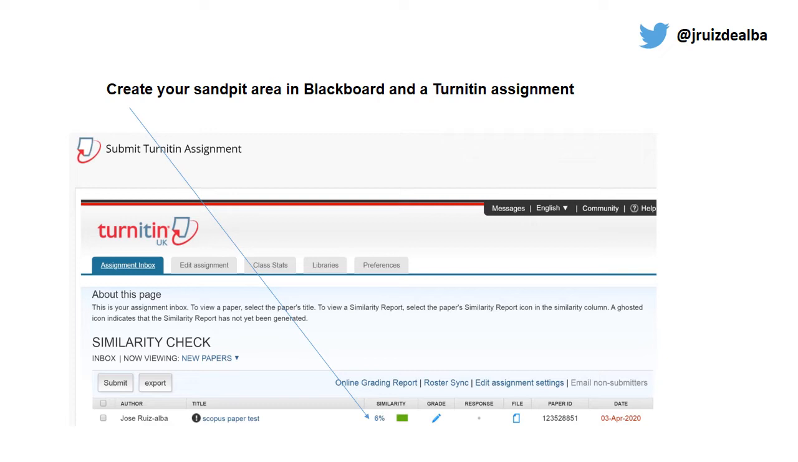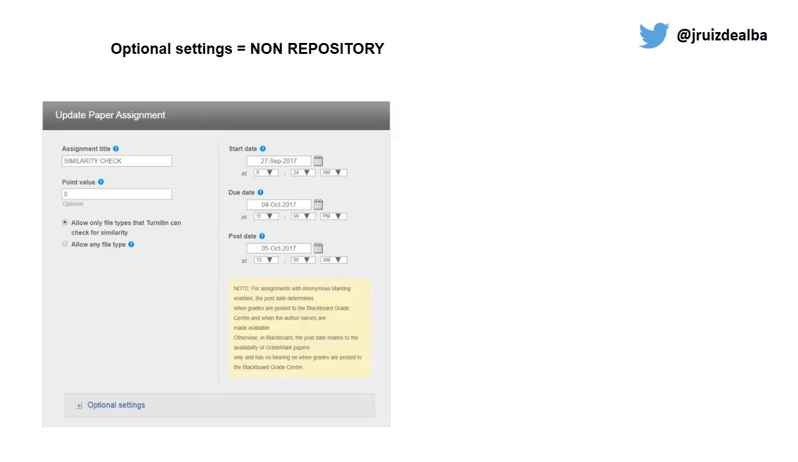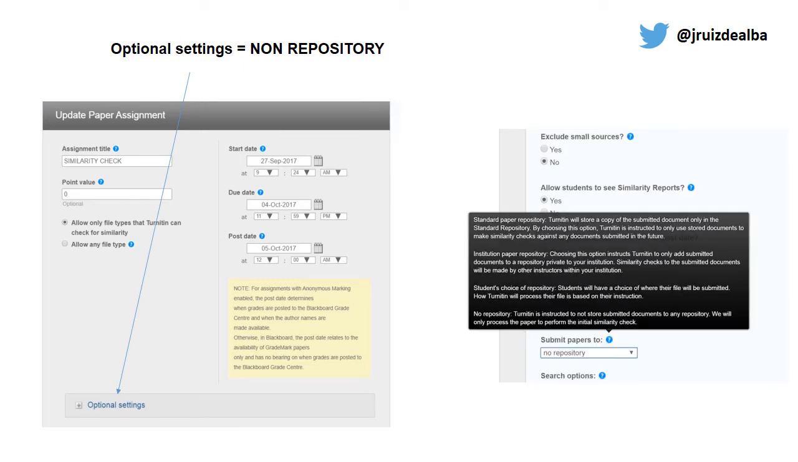But this is very important. How can you set the assignment to avoid problems in the future? You need to click here on Edit Assignment. Once you have clicked on Edit Assignment, you will see the optional settings. You need to click Optional Settings and you will see that there are a lot of functions there.